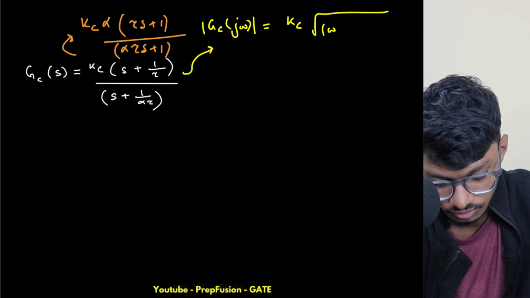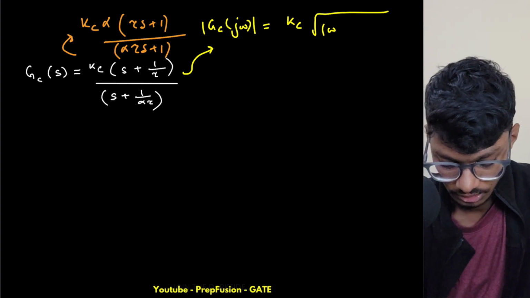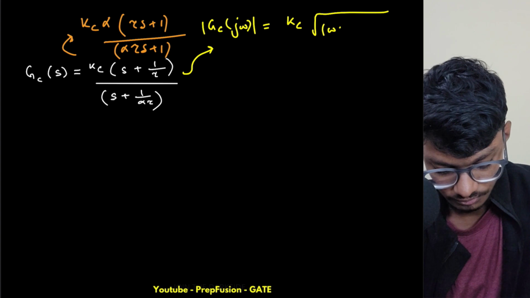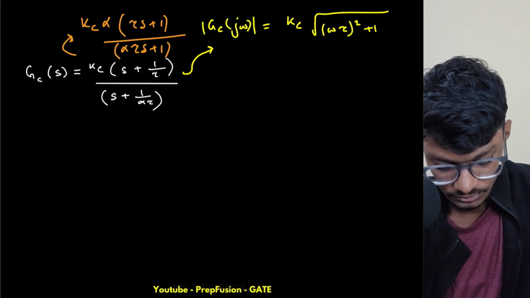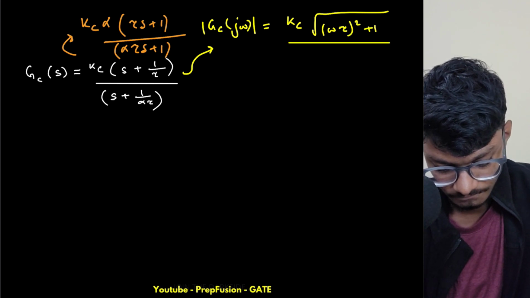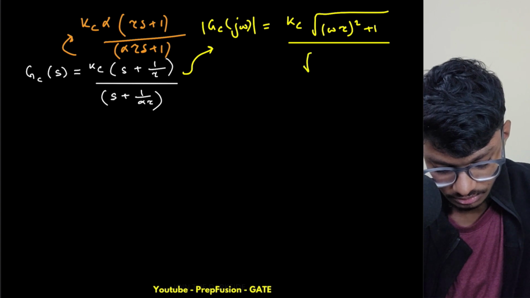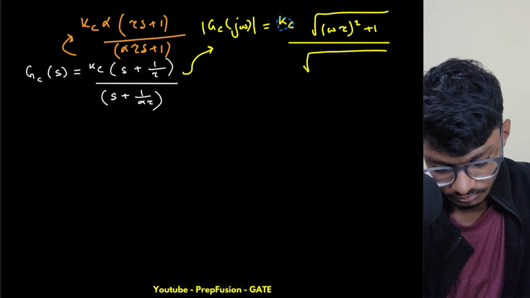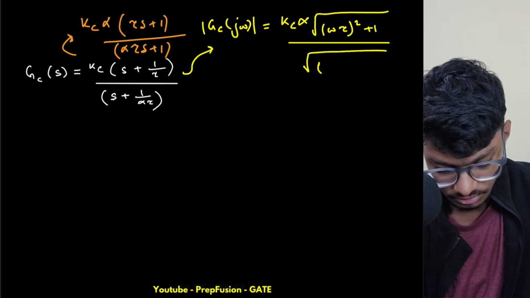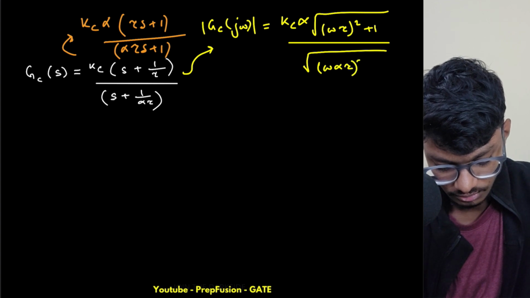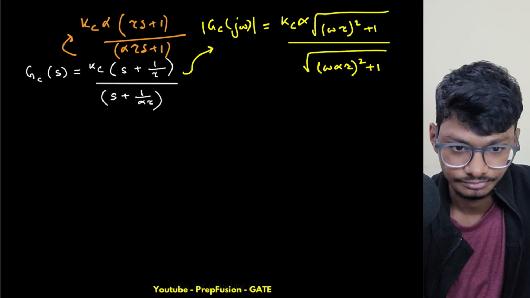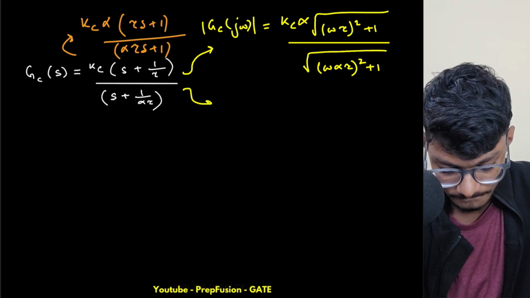Now if I do the magnitude condition, this will be the square root of omega tau squared plus 1, and this will be, obviously alpha is outside over here, the square root of omega alpha tau squared plus 1.